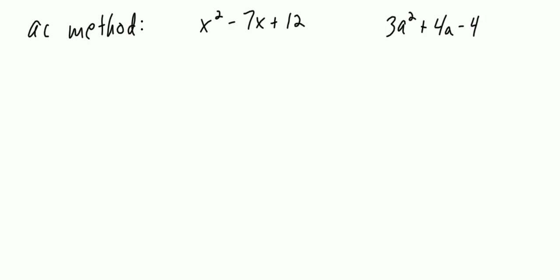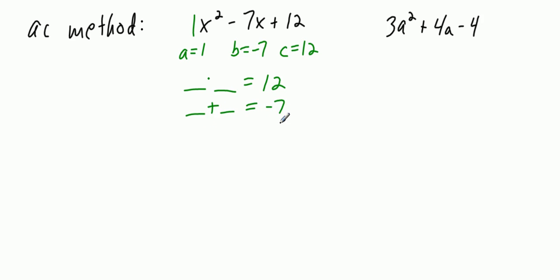I'm going to focus on the AC model, where this is the A equals 1. This is the B equals negative 7. This is the C equals 12. I want two numbers that multiply to A times C, which is 12. Those same two numbers have to add to negative 7. Okay. You always want to start with the multiply, right? Because there's only a few ways to multiply to 12. There's 1 times 12, there's 2 times 6, and there's 3 times 4. Okay. There's lots of ways to add to 7, but these are the only ways to multiply.